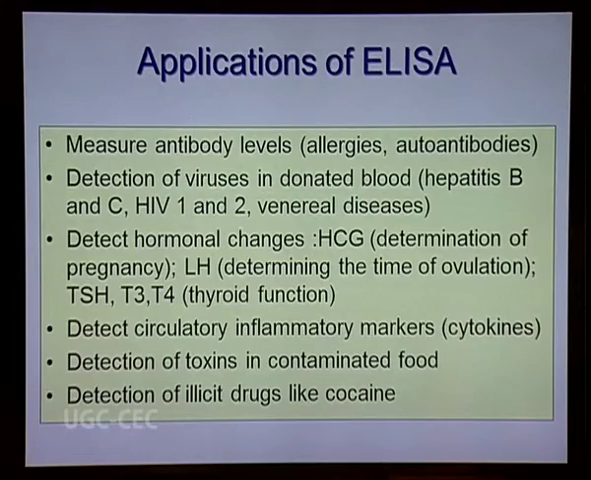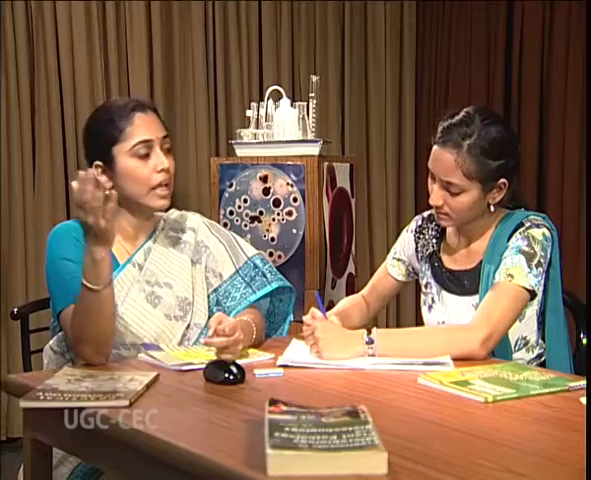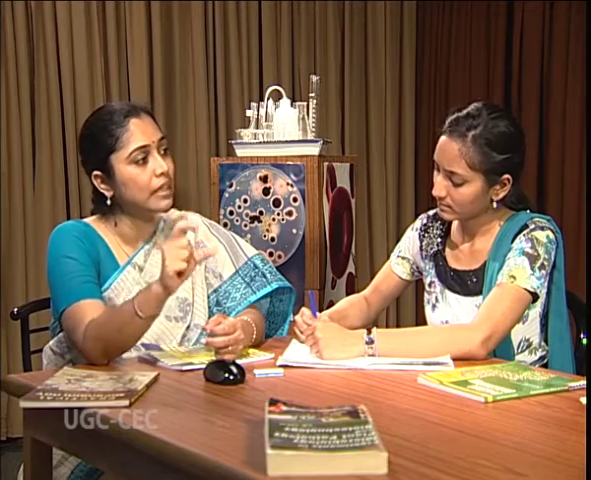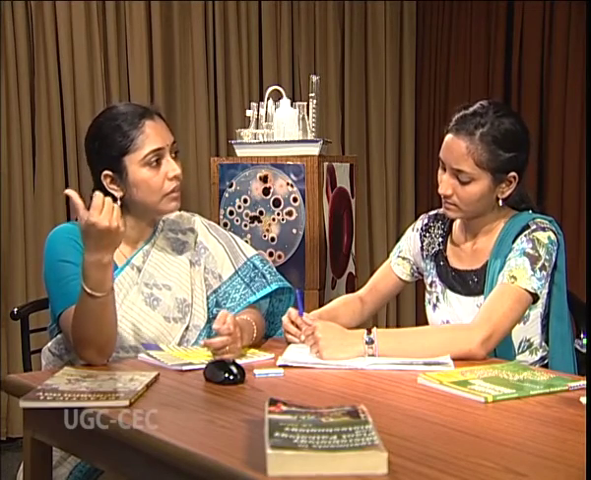ELISA has multiple applications, like it is used to measure the presence and amount of antibody in our serum, like in case of allergy or in case of autoimmunity. Also it is used to detect the presence of viruses in blood, like HIV or hepatitis viruses. Also we can detect changes in hormonal levels, mainly human chorionic gonadotrophin hormone, which is a marker of pregnancy, and many ELISA kits are available in the market to detect pregnancy readily using the ELISA technique.